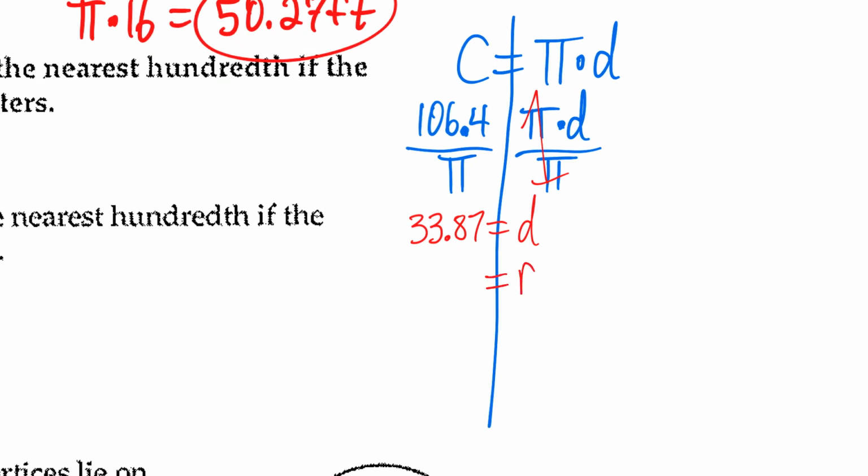And then we've got to find the radius. How are we going to find the radius from the diameter? Just divide it by 2. And what does that give you? 16.93.